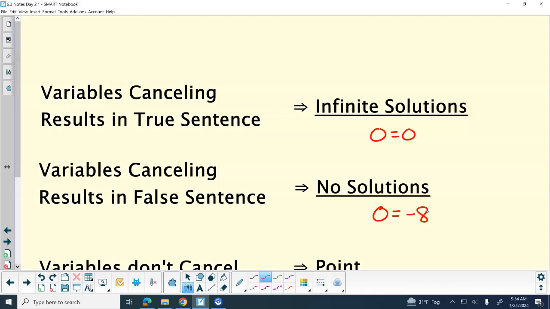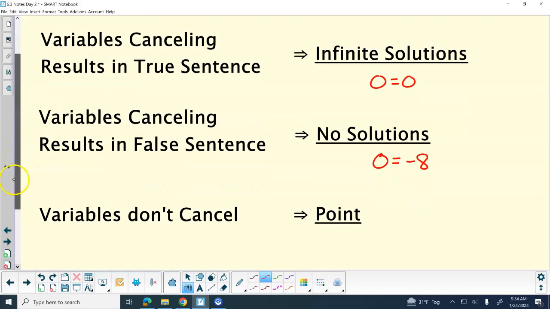And if your variables don't cancel out, well, then you get a point. Then you got a solution. It's the same as when we were solving by graphing. If they're parallel lines, there's no solution. If they're the same line, there's infinite solutions. And if they just intersect, then they intersect in one point.